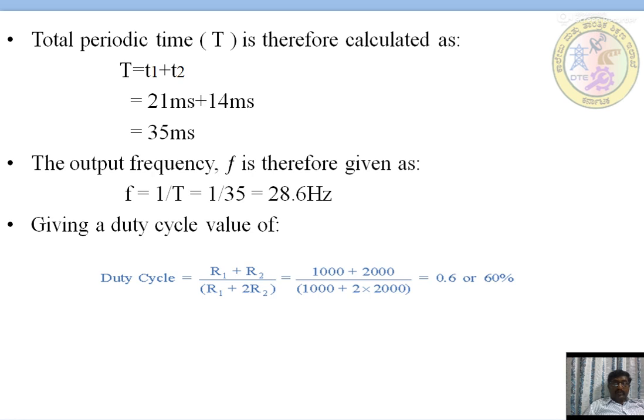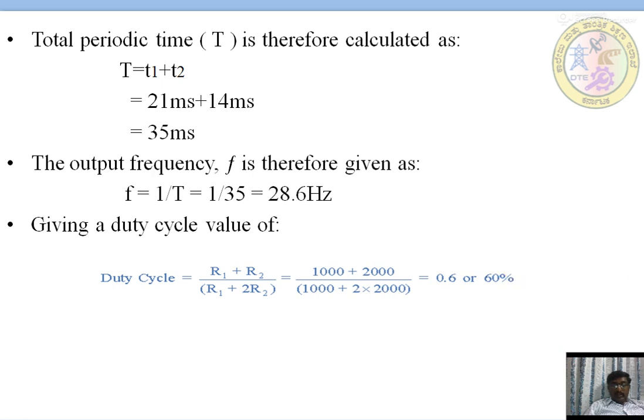The frequency is given by the formula F equal to 1 divided by T, that is 1 by 35 milliseconds, which is 28.6 hertz. The duty cycle formula is (R1 plus R2) divided by (R1 plus 2 R2). If you substitute the values, you will get 0.6 or 60%. Okay, so normally the T on time is 66% and T off will be 33%. So nearly you will have 60% for this formula.